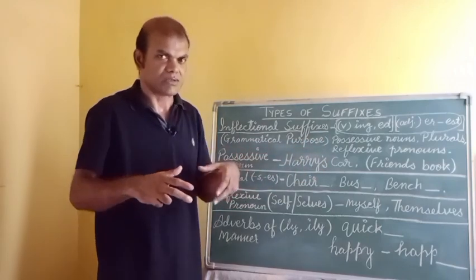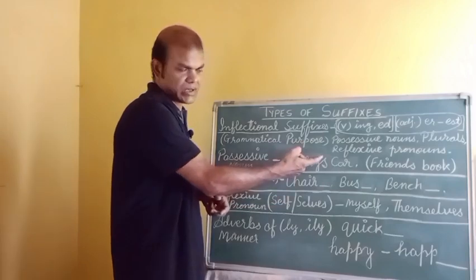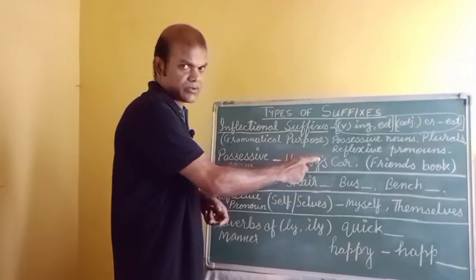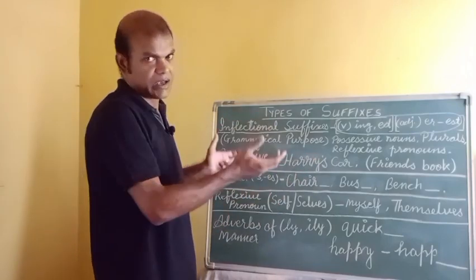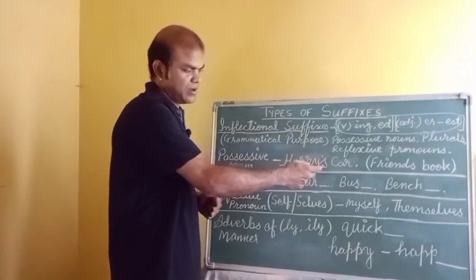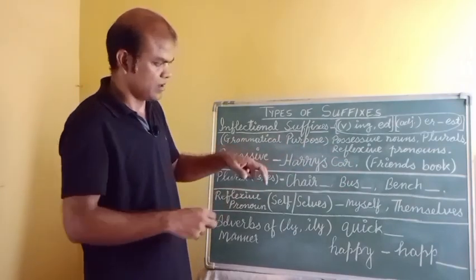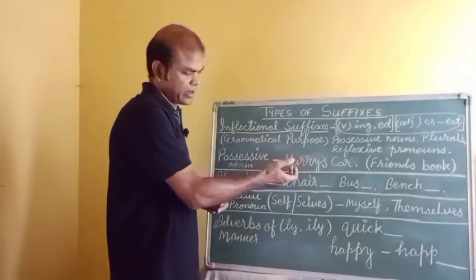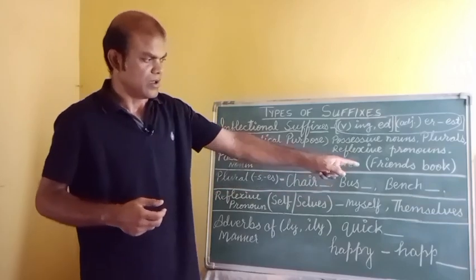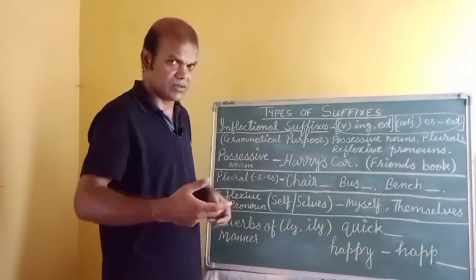Now possessive noun, it is a form of noun. When we are using the possessive noun, we are going to use this apostrophe symbol. We add the suffix s, and before that we use this apostrophe symbol to make it a possessive noun. This is known as possessive noun. Okay, Harry's car means Harry is the owner of this car and this car belongs to Harry. To write it as a possessive noun, we write it with the apostrophe and the suffix s. Harry's car. Now this one, friend's book, I kept it in the bracket. We'll go with this later.